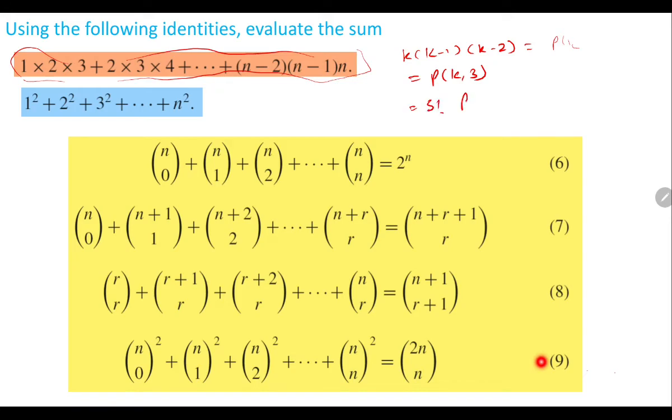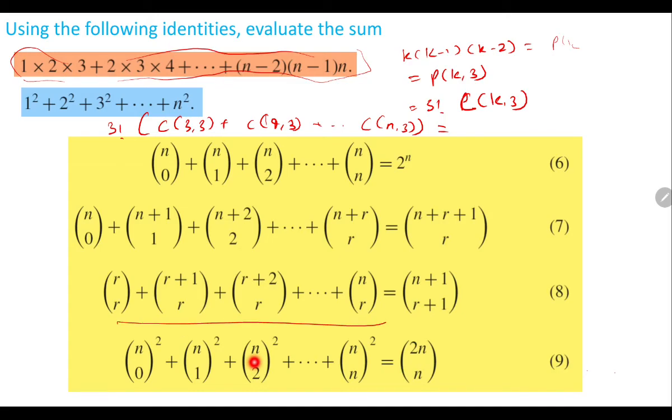So which is 3 factorial C(k,3). Yes, so it means that this identity can be written as 3 factorial common, then C(3,3) plus C(4,3) and so on to C(n,3). Yes, now see identity 8. So this becomes 3 factorial C(n+1, 4).